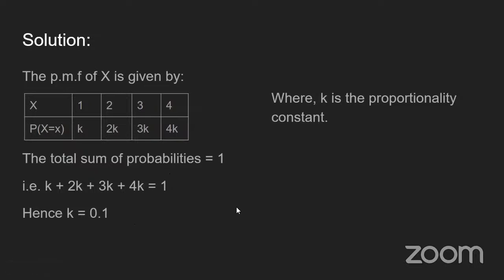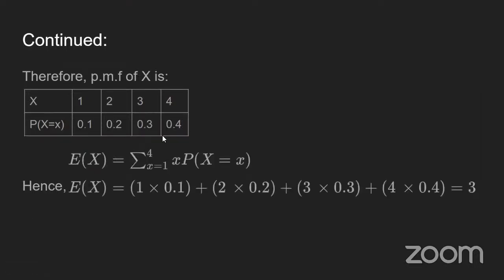Here we'll substitute the values to find the probability. And this is the formula for expectation. You can substitute the values and you'll get the final answer as 3.